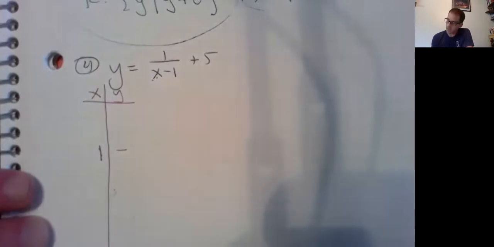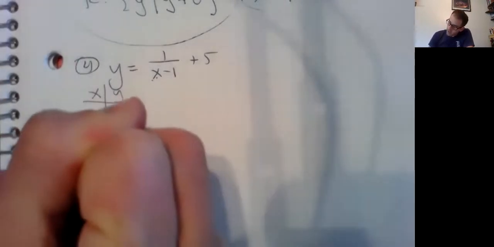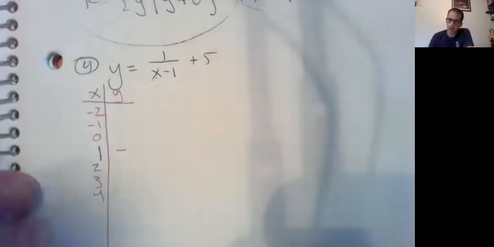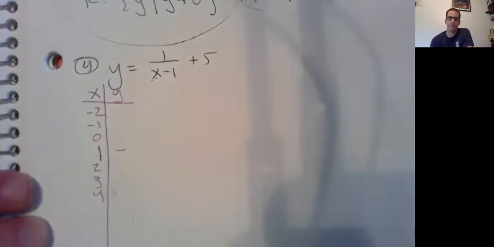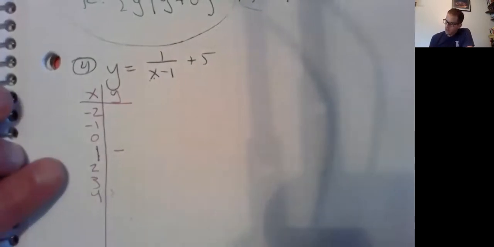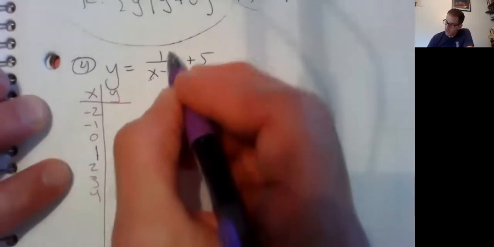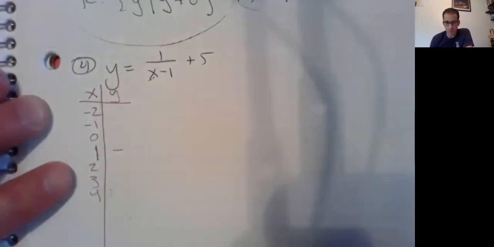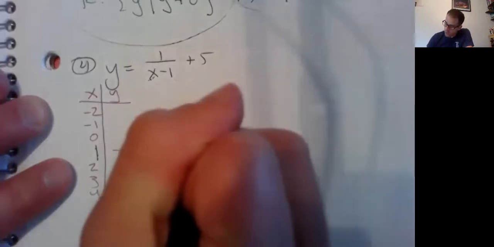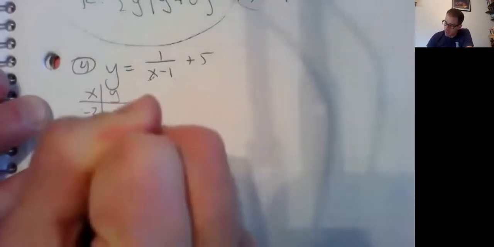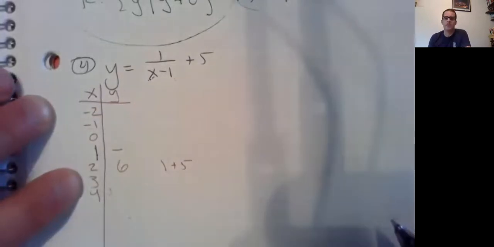Let's follow the steps. 3 numbers bigger than 1: 2, 3, 4. 3 numbers smaller than 1: 0, -1, and -2. All right, let's be careful with our math. Let's plug in 2. 2 minus 1 is 1. 1/1 is 1. Plus 5. Ooh, I was almost not careful. 6.